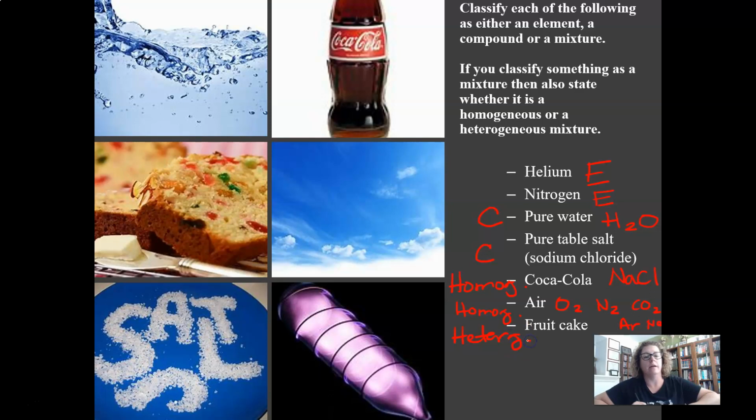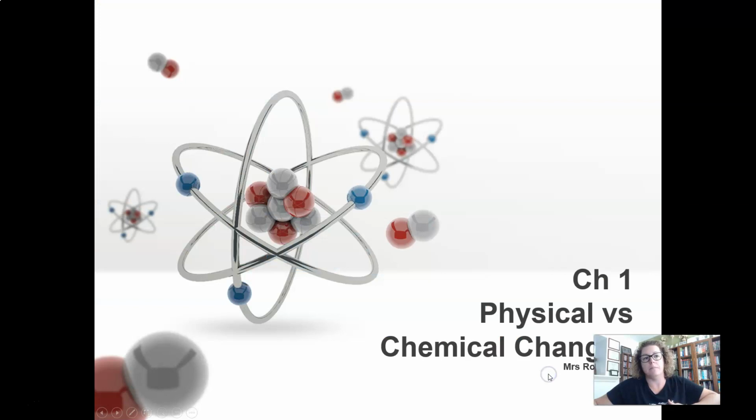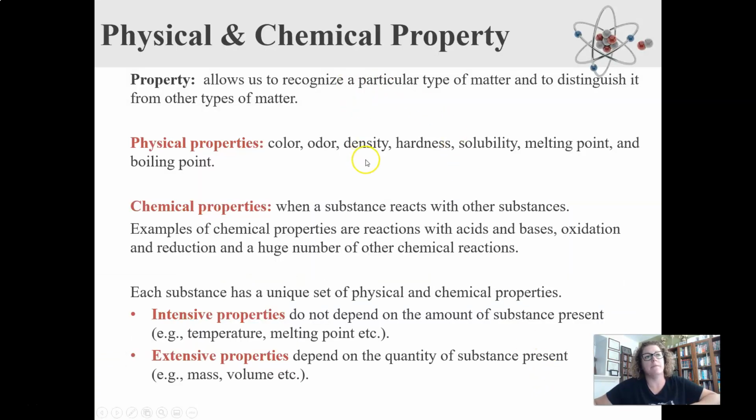Okay. All right. So hopefully that gives you some clarification between the differences between elements and compounds and mixtures. Okay. And I'm going to lead into my next topic of physical and chemical changes. Now, the first thing is, before we get to the changes, let's talk a little bit about properties. Okay, so I put some definitions up here. A property allows us to recognize a particular type of matter and distinguish it from other types of matter.